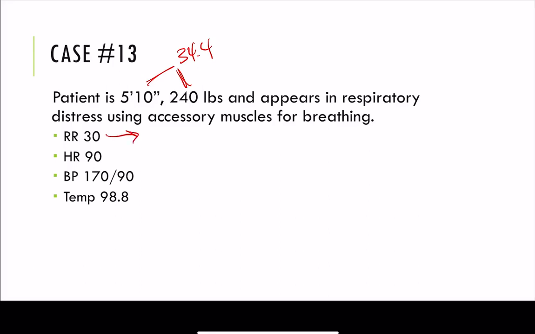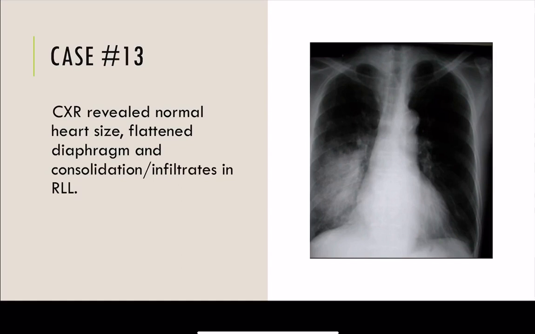And that respiratory rate of 30 is likely going to be a tachypnic pattern. Tachypnic would be fast and shallow. Hyperventilation would be fast and deep. So someone who's in respiratory distress typically would be presenting with a tachypnic pattern.